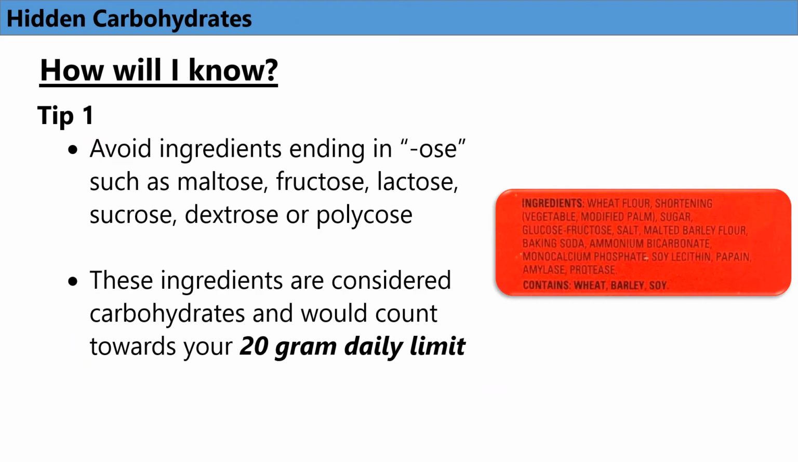How about hidden carbohydrates? Many have asked, how will I know? The first tip is do not buy foods or drinks with ingredients ending with OSE, such as maltose, fructose, lactose, and dextrose. You must still check the grams of carbohydrates in the nutrition facts table. If you choose that food or beverage, these ingredients are considered carbohydrates and would count towards your 20-gram daily limit.